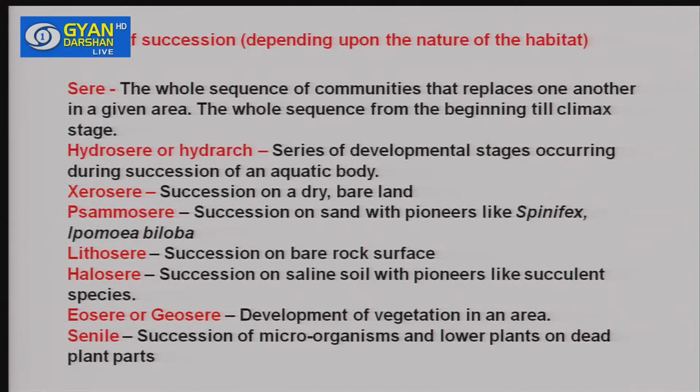Now we will go into the types of succession, that is, we will mostly discuss two different kinds of series. I told you what is meant by series, that is the whole sequence of communities that replaces one another in a given area. I told you that it is actually directional in nature. That means first one species will come, let's say A, then B, then C, D.